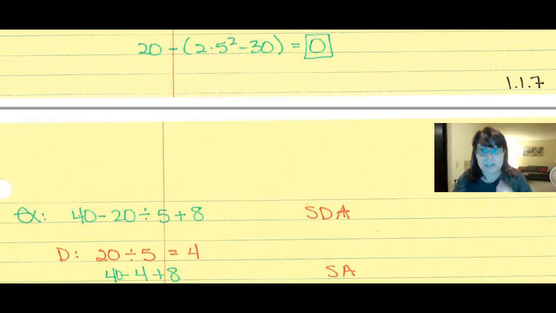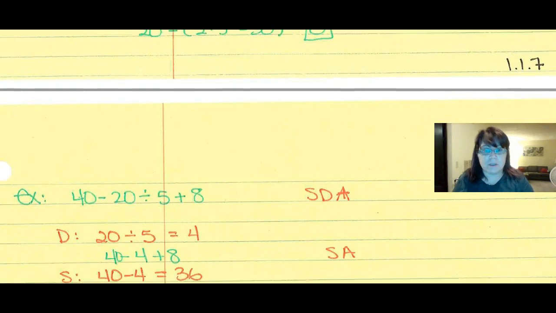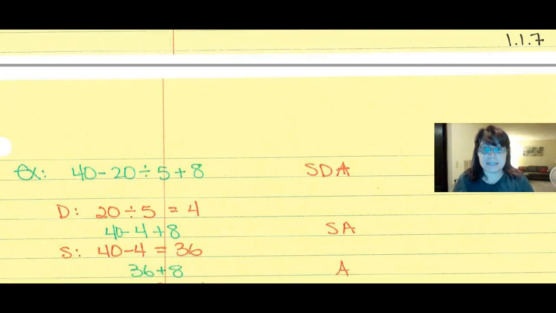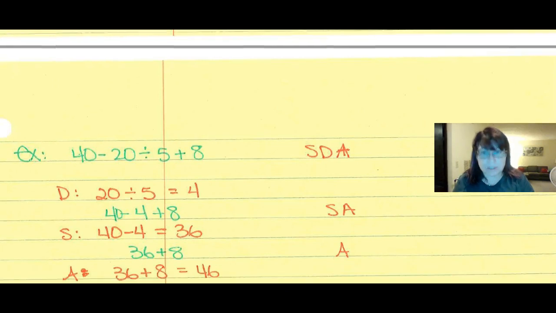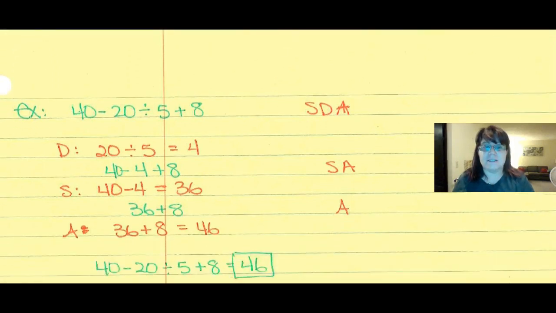So we're going to do the subtraction first. Then we'll end with the addition. 40 minus 4 is 36. 36 plus 8 is 44. So 40 minus 20 divided by 5 plus 8 is 44.